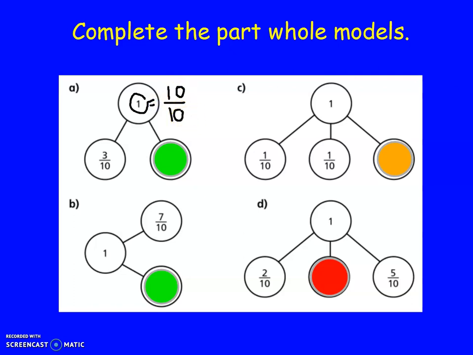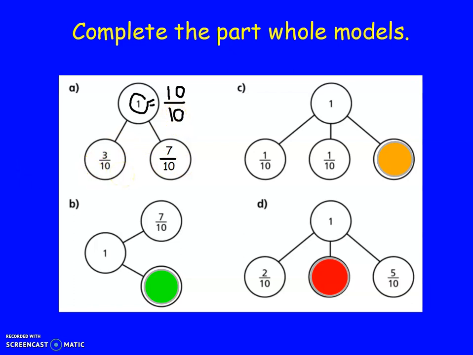So to complete the part whole model, if we needed to get to 10 tenths, and we already had 3 tenths, how many more tenths would we need? Good, we would need 7 tenths, because 3 add 7 is 10, and then 10 is on the bottom.